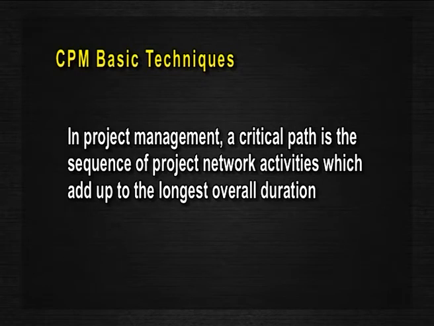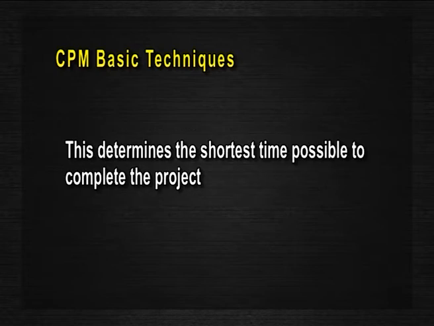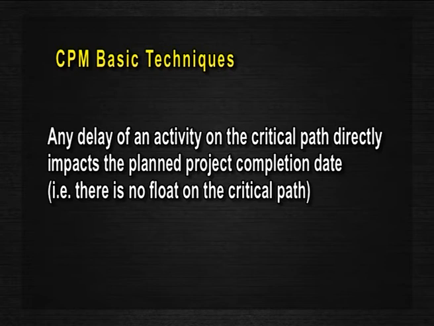In project management, a critical path is the sequence of project network activities which add up to the longest overall duration. This determines the shortest time possible to complete the project. Any delay of an activity on the critical path directly impacts the planned project completion date. That is, there is no float on the critical path.